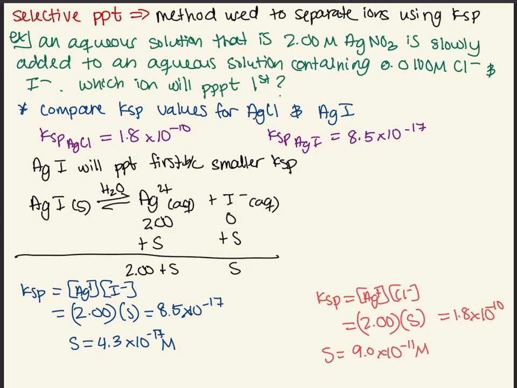So what this tells me is when the concentration of my iodide is at 4.3 times 10 to the negative 17, that's when I will start to see a precipitate form, and that precipitate will be silver iodide. It's not until we see a concentration of 9 times 10 to the negative 11 that we will get a precipitate of silver chloride.